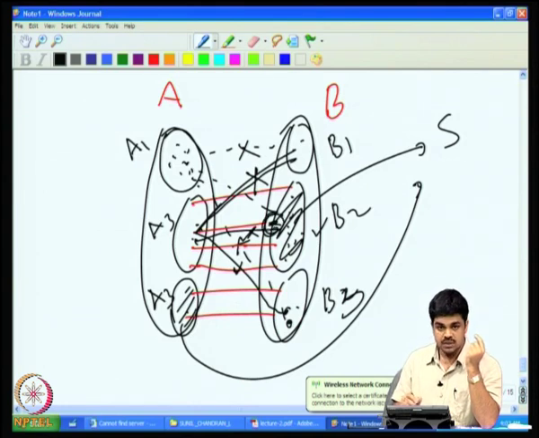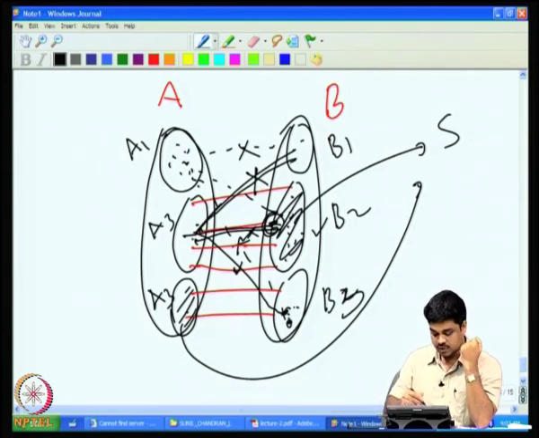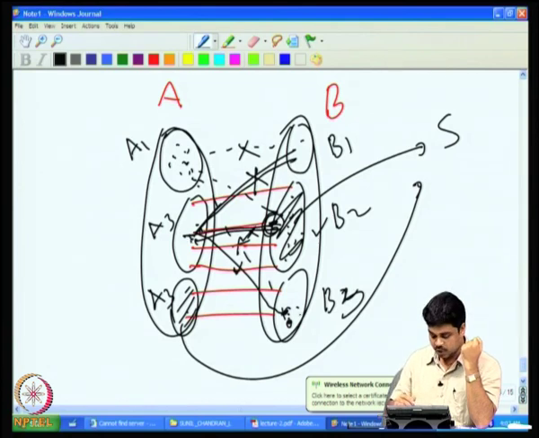a vertex here, and then it goes, follows the matching edge and then goes to the B3. So, therefore, between A3 and B3 also we do not have any edge.